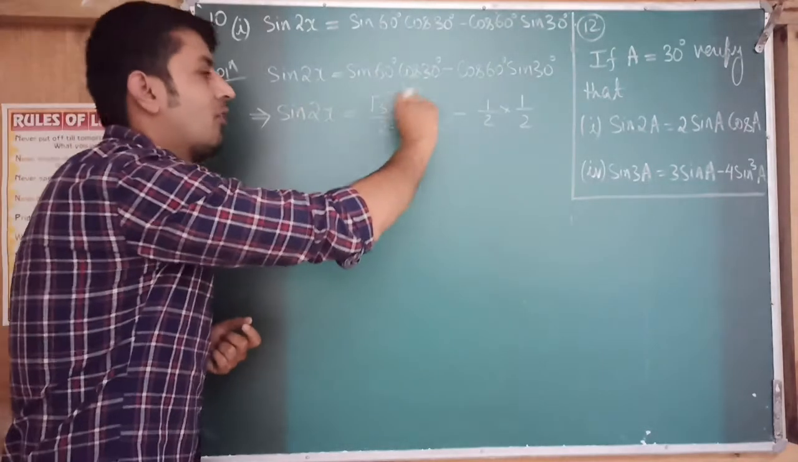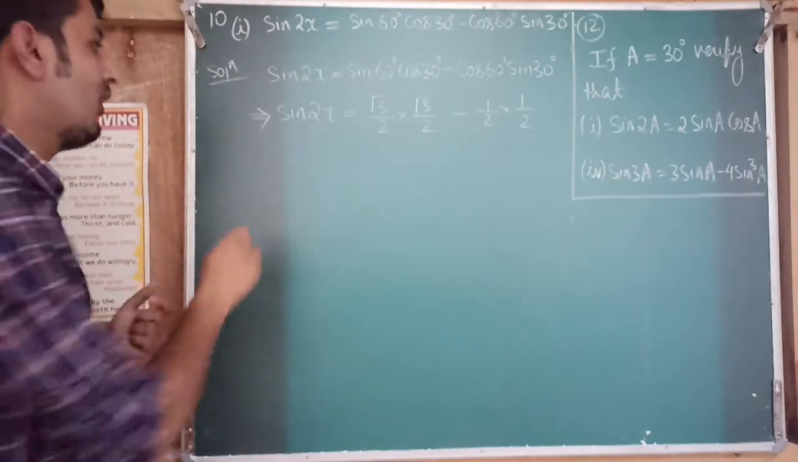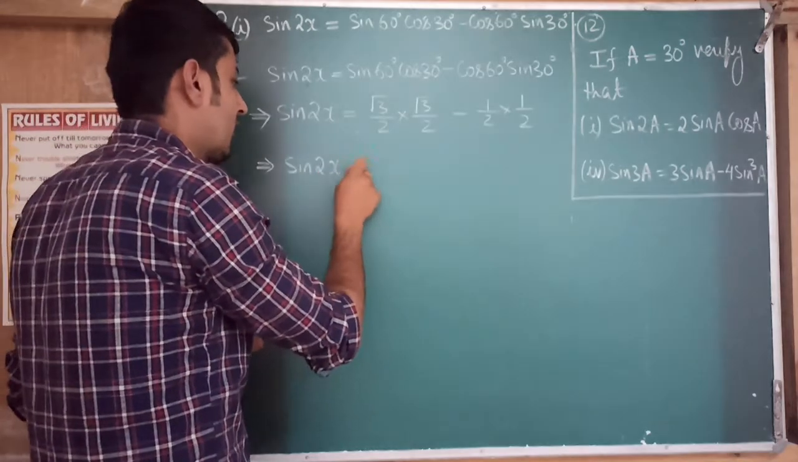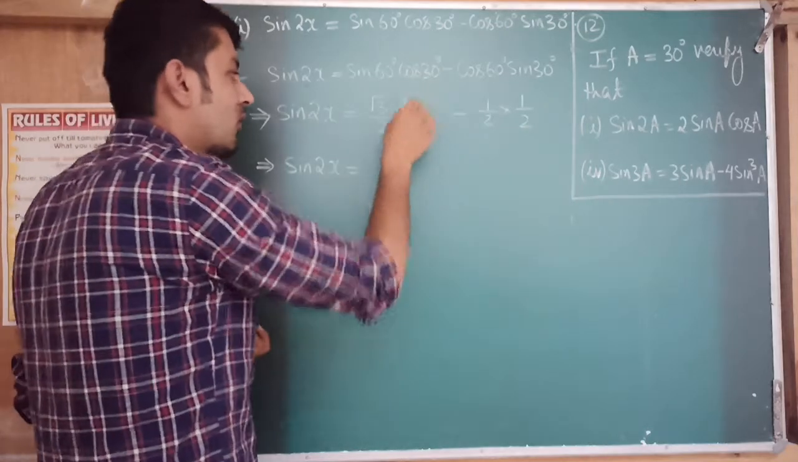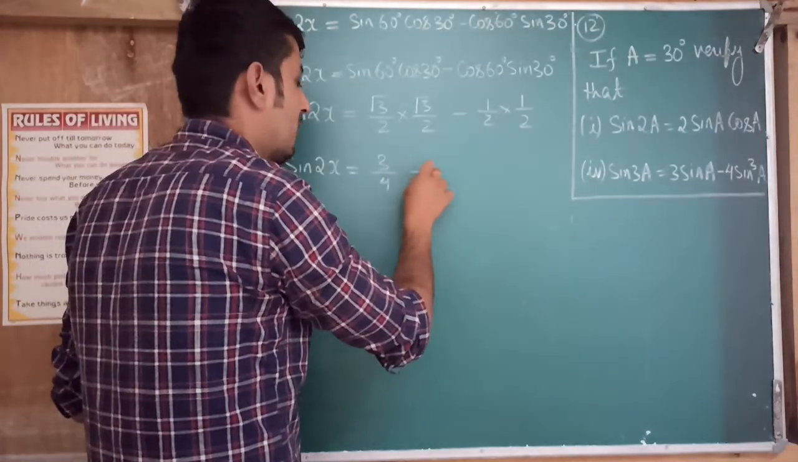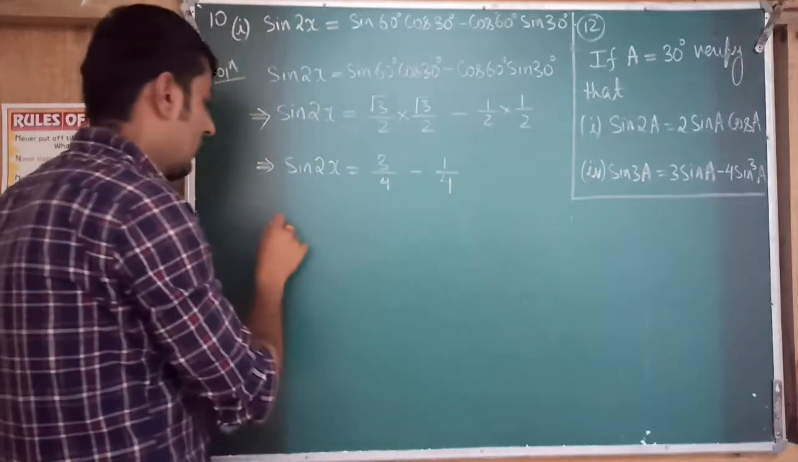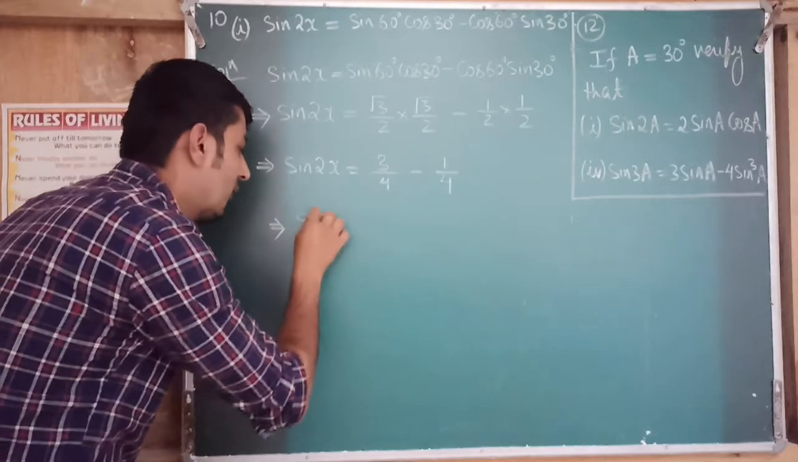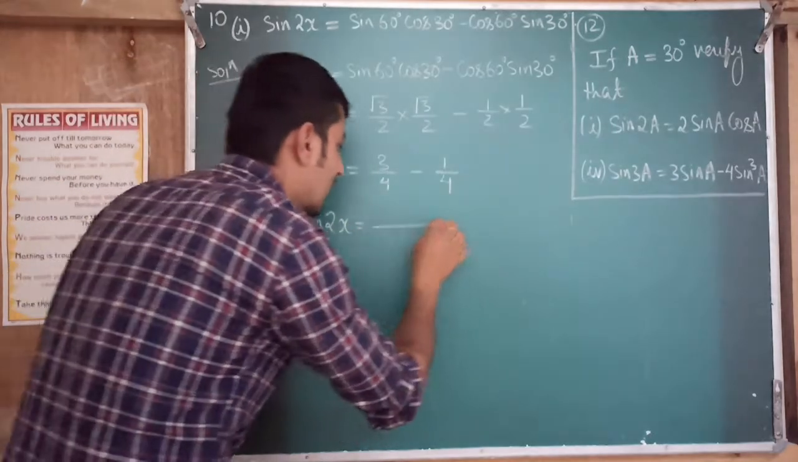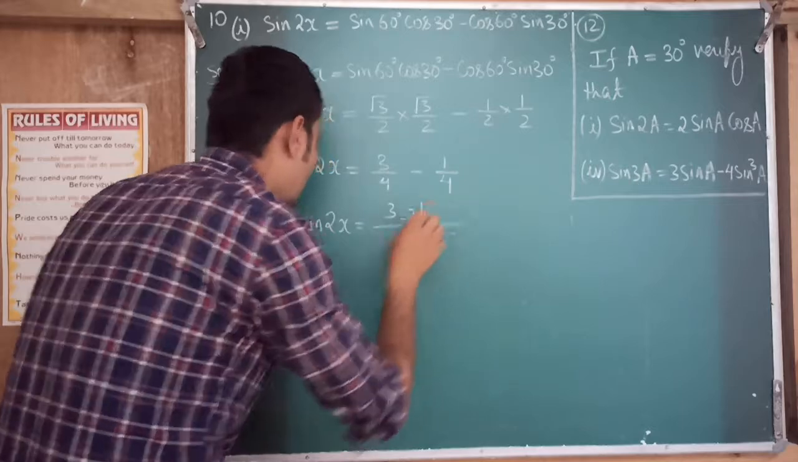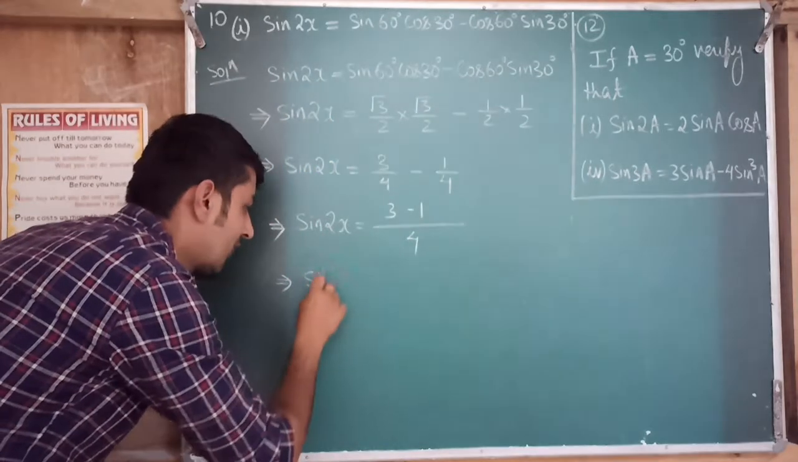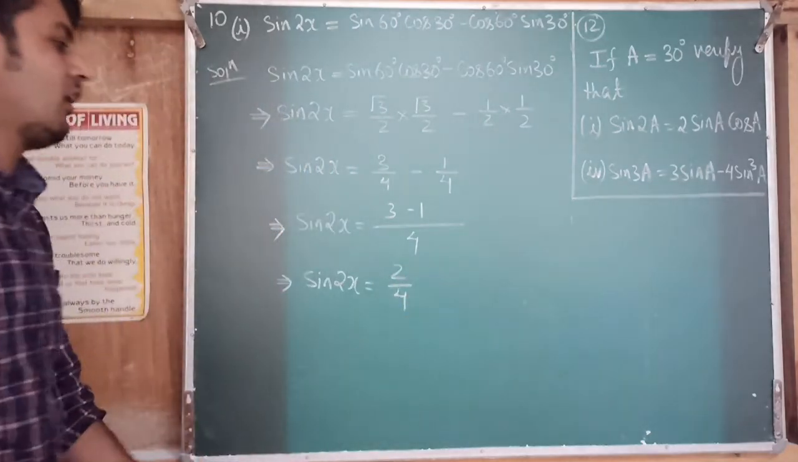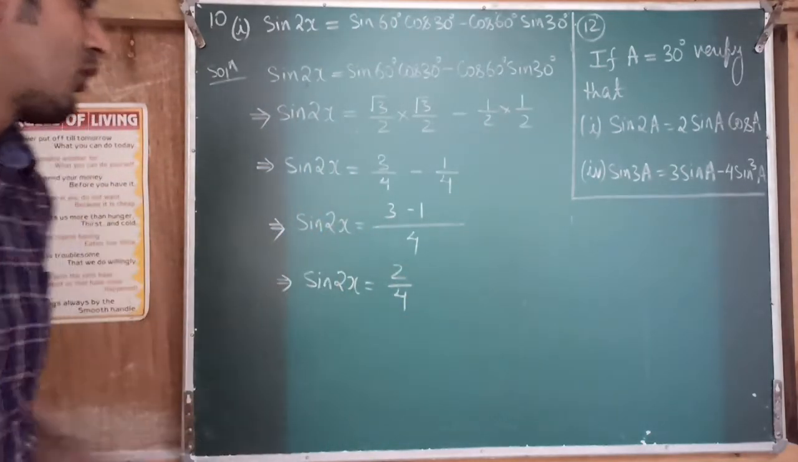What you do is try to simplify it. Let us do the simplification. So this implies your sine 2x is equal to how much? Root 3 into root 3 is 3. 3 by 4 minus 1 by 4. What does this imply? This implies your sine of 2x is equal to how much? Your LCM is 4, 3 minus 1. So how much are you going to get next? Sine of 2x is equal to 2 by 4.